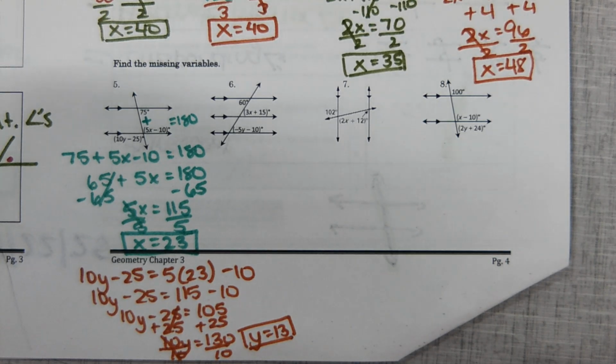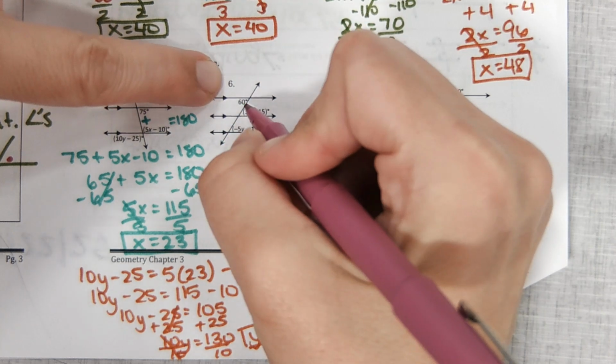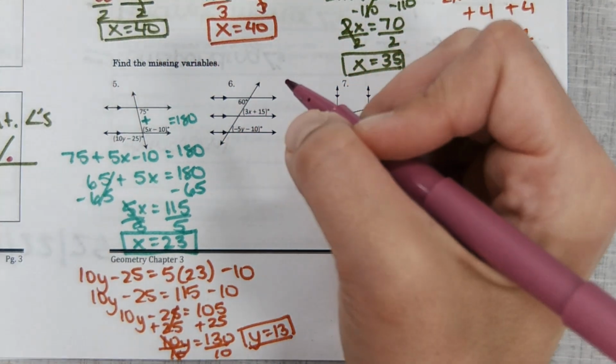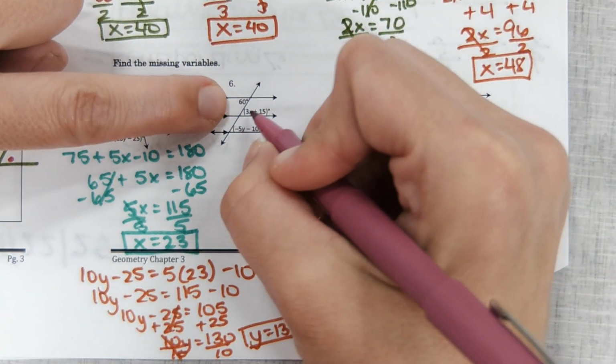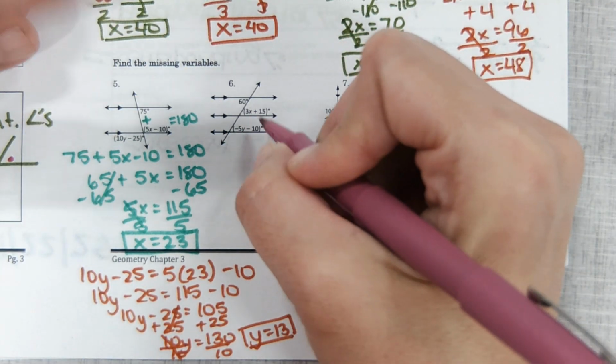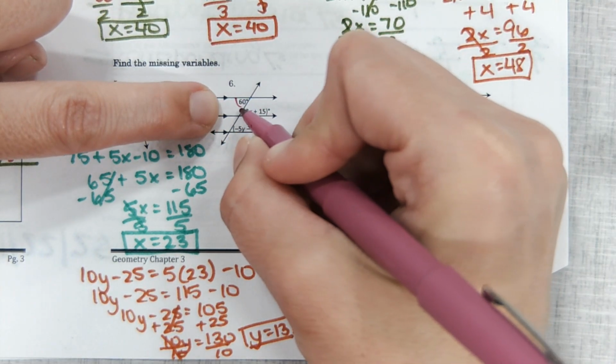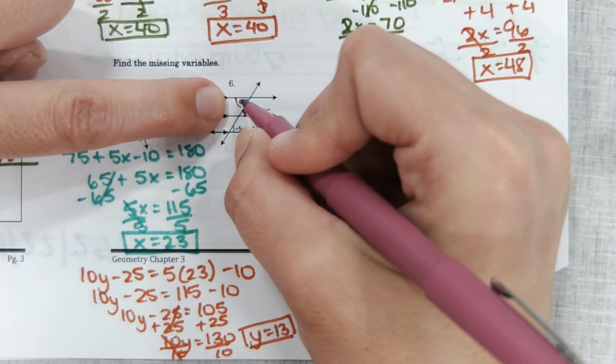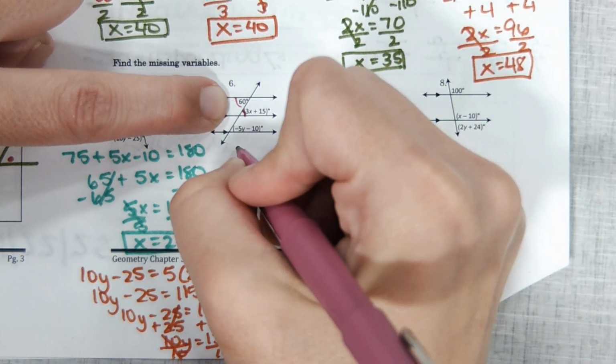Okay, we'll do another example here. So number 6, just looking at what we have and what we can solve for at first. These two are equal to each other, but we can't set them equal yet because we can't solve for x and y at the same time. But I also noticed that alternate interior angles are equal, so I can set these two equal to solve for x.